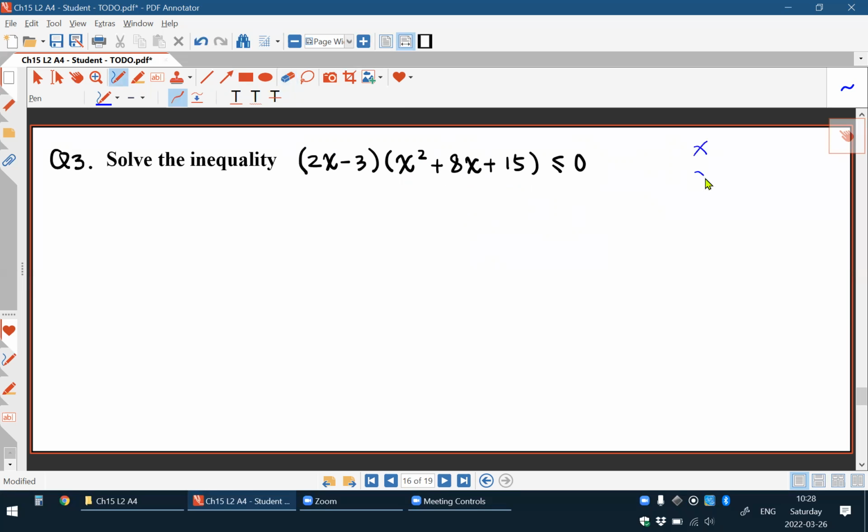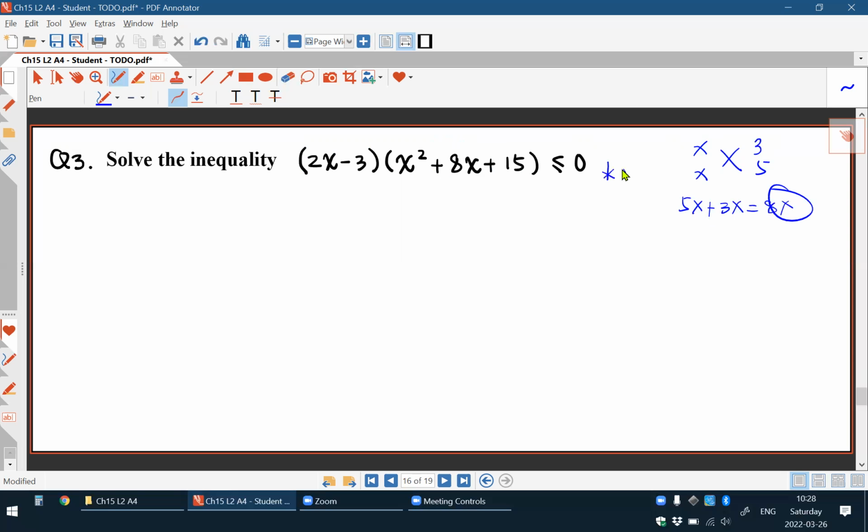x can be factored to x by x. Note here, 15 can be factored to 3 by 5, right? Okay, 3 by 5 is 15. Then by cross multiplication, we'll get 5x plus 3x, which is 8x, which is the term in the middle, right? So actually, the latter part can be factored as well.